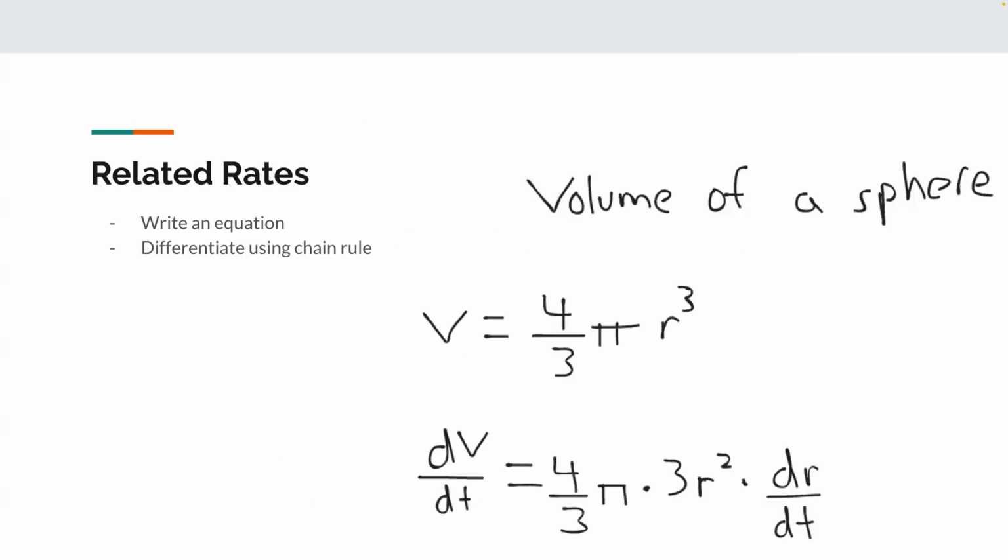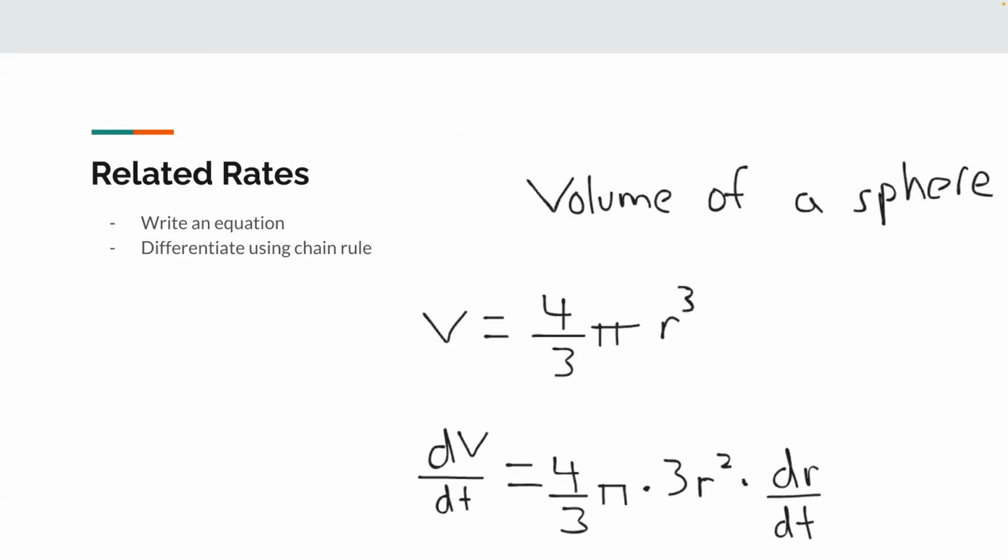Okay, now I'm going to go over related rates problems. So how do you solve related rates problems? First, you write an equation, relate what they're saying in the problem to an equation, then we differentiate using chain rule. For example, let's say we're looking at a problem for the volume of a sphere.